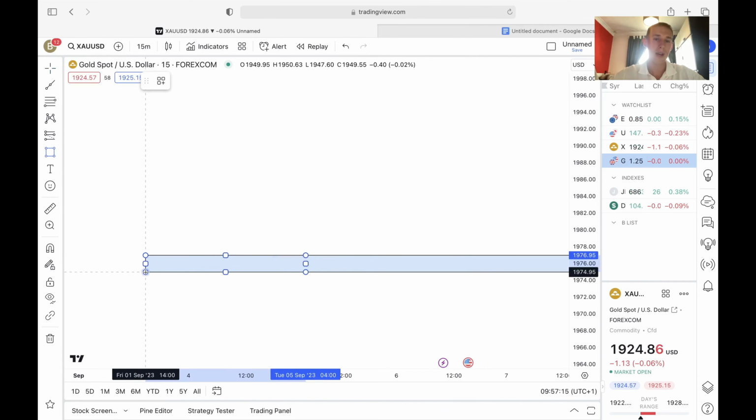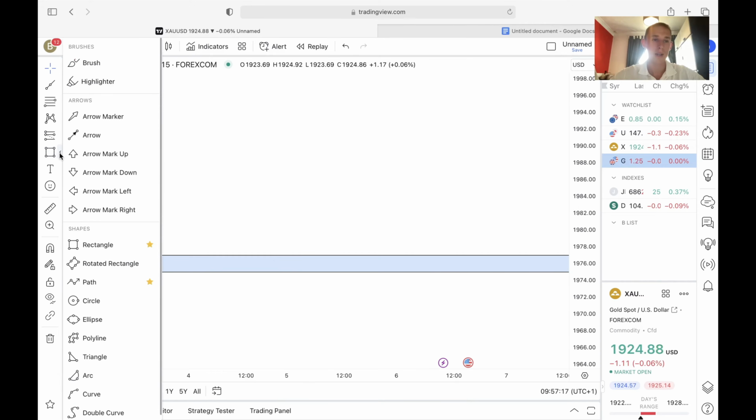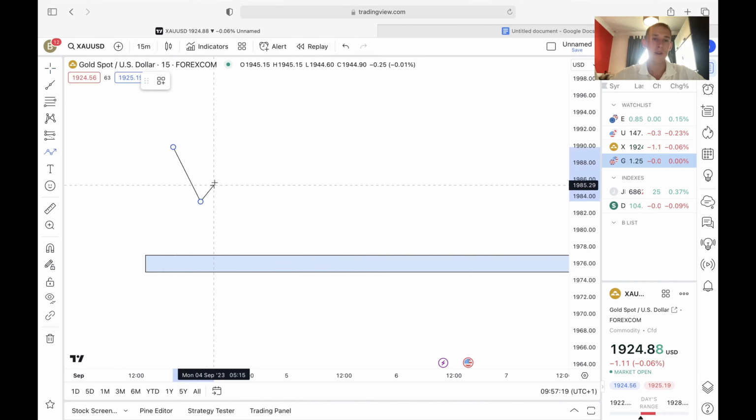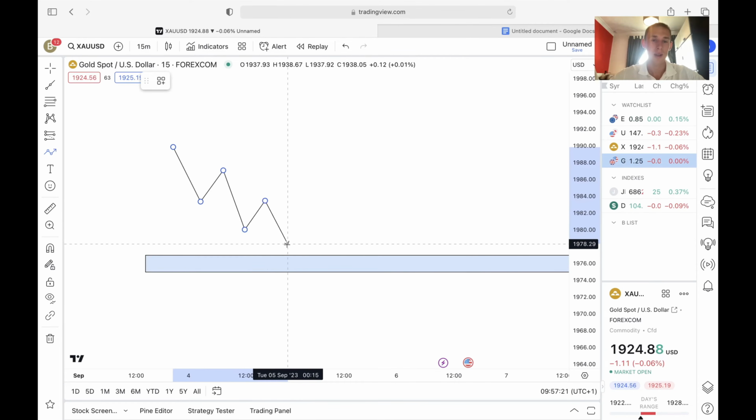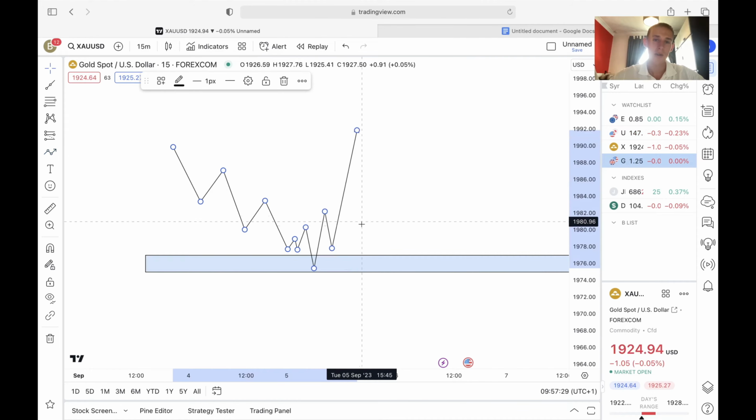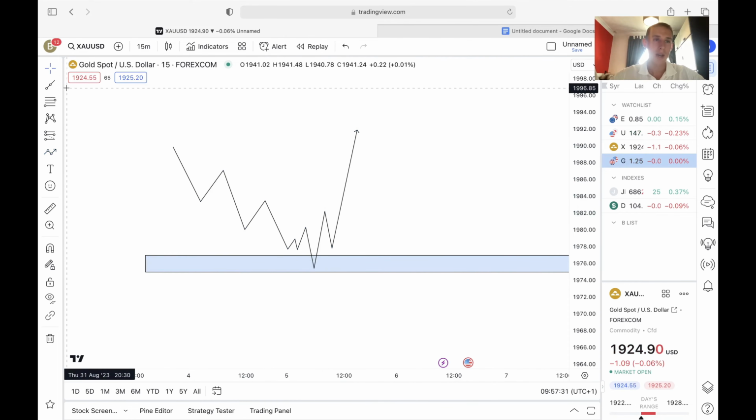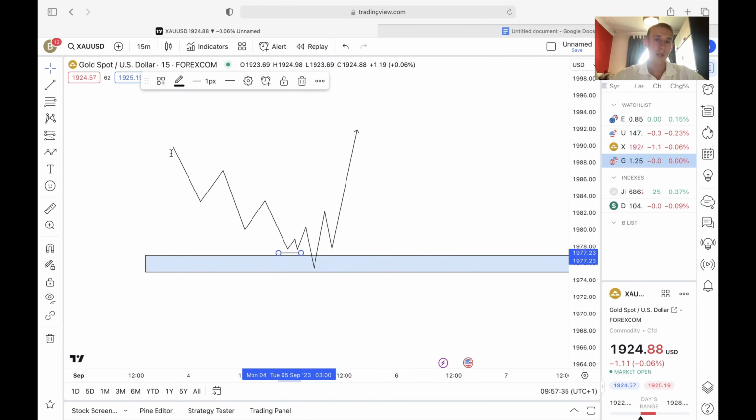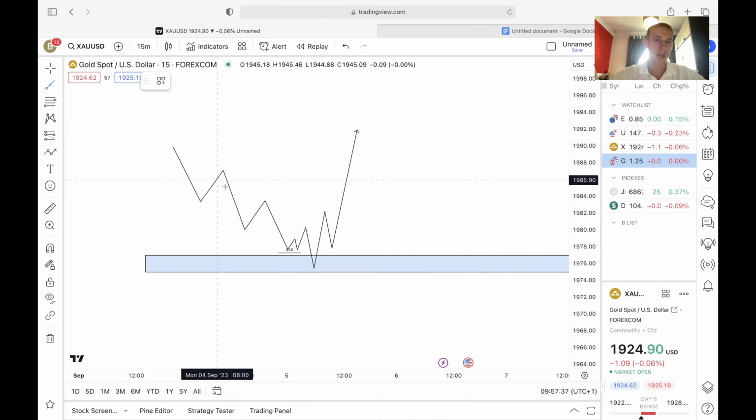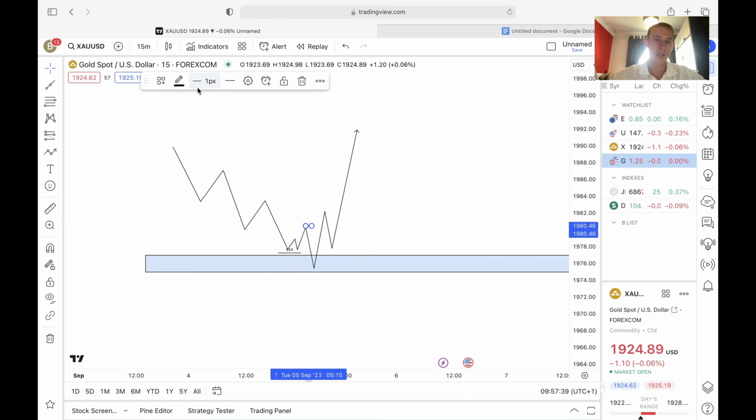So if we have an area of higher time frame demand and price on the lower time frames is approaching it in a bearish trend like this, we want to see price sweep liquidity, break structure, tap back into an area of demand. So if we mark this on, we have a sweep. Here is our change of character, which is the break of structure in the opposite direction to the trend.